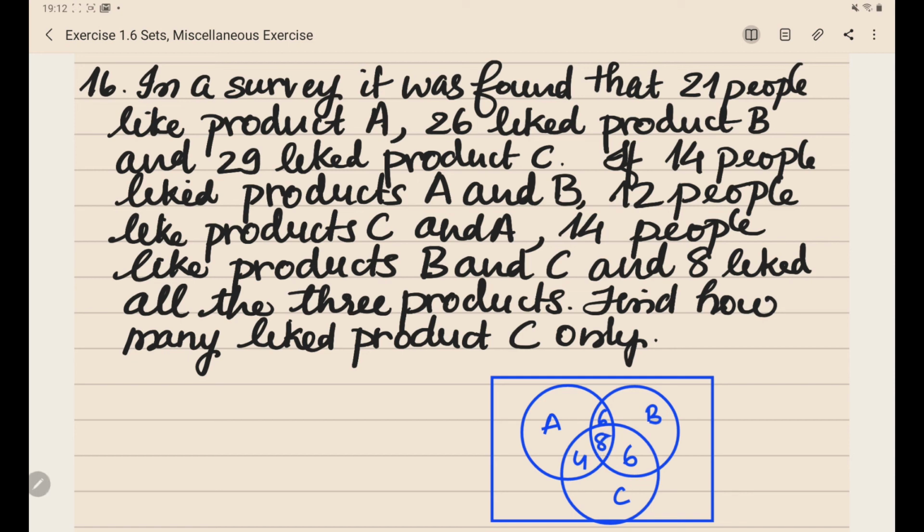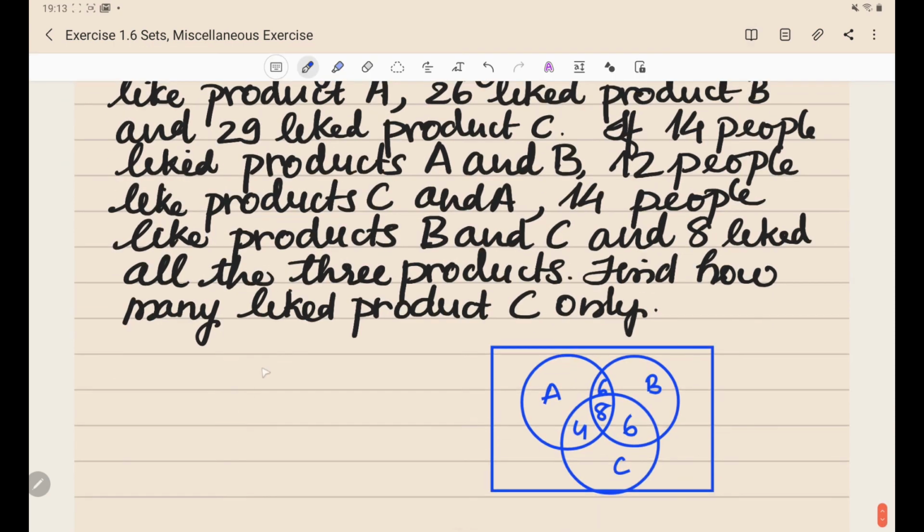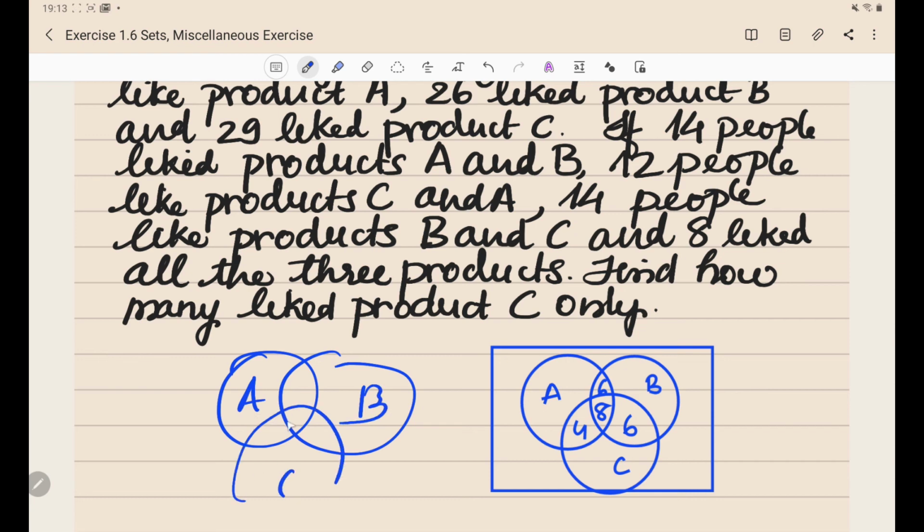Then what is said? 14 people like product A and B. A and B means this is the section, right? If you take two sets, A and B, this section is also a part of C, right? This is a common section and it is already said as 8. And it is said 14 people like both A and B, means 8 plus this region, that is 8 plus 6. That is what is marked here as 6. Again, 12 people like product C and A. That is 8 is common. Again, from that 12 minus 8, that is what is written here as 4.